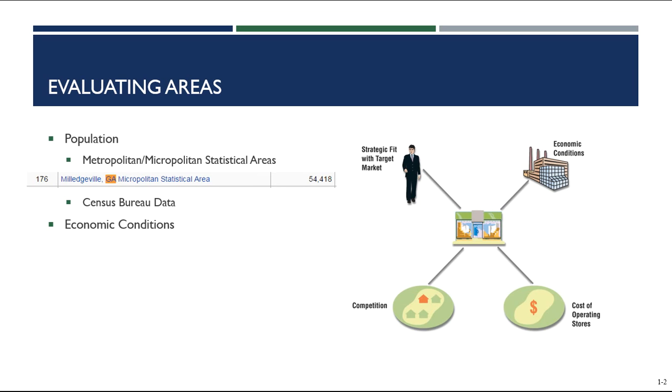So if we see that employment is growing, then we can assume that people have jobs, and so they have some discretionary income to spend. So that can help us determine where to locate.